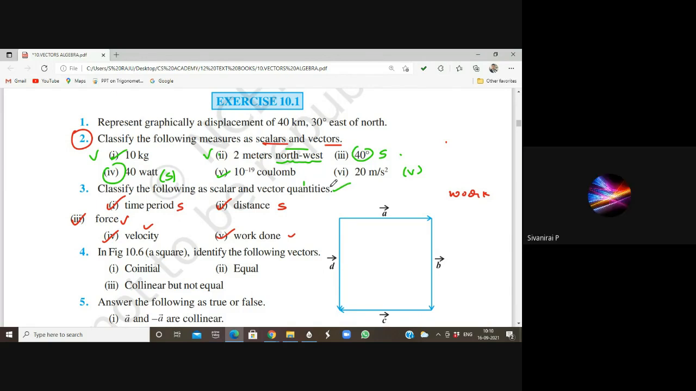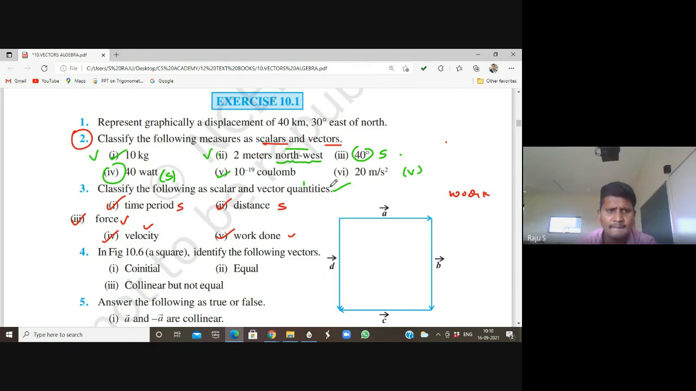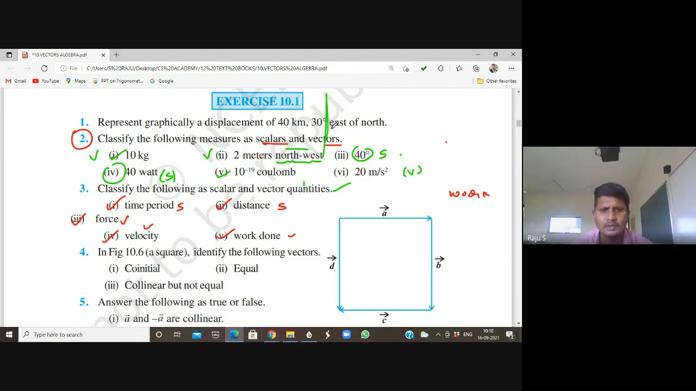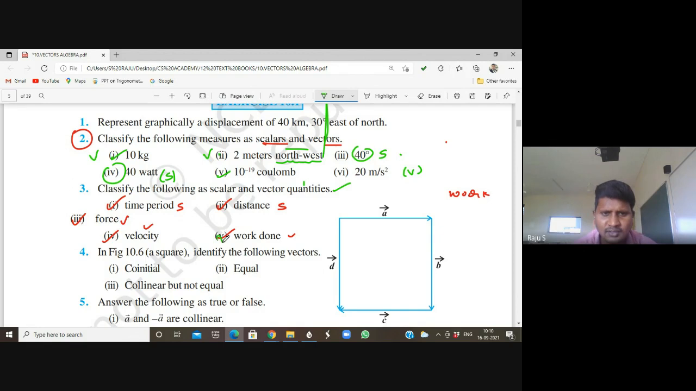Sir, how is 10 kg a vector, sir? It's only mass. Yes, sorry. Work done is actually a scalar quantity, not a vector.